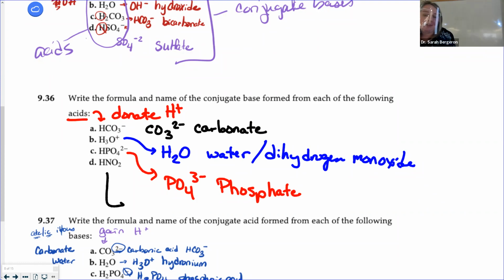Last one, HNO2. We lose the hydrogen, so we're left with just NO2, but what should my charge be? Negative. And that makes me what? Nitrate or nitrite?